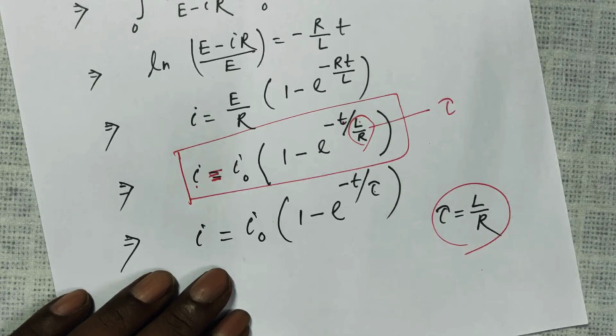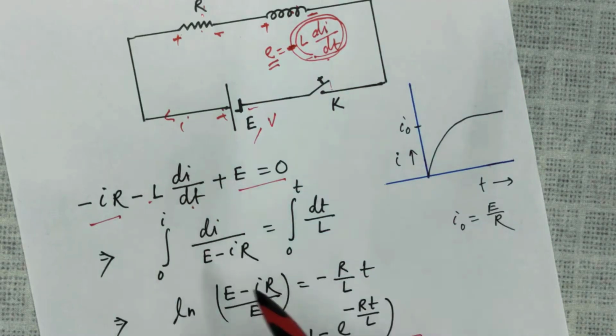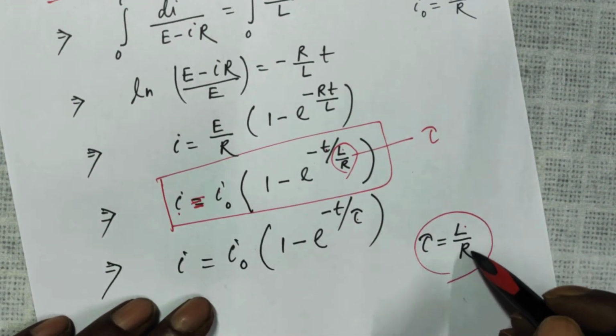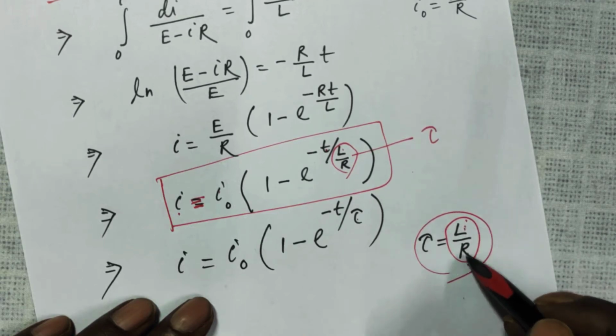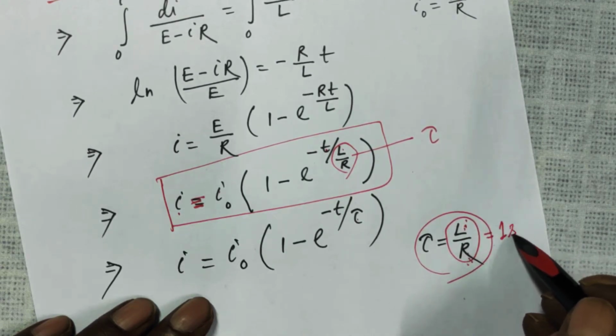Now, if the value of L is known and the value of R is known, you can put those values here and find out this number, and let's say it is equal to 1 second.